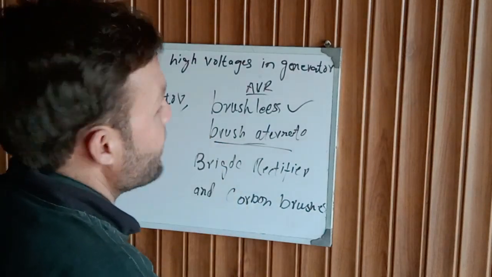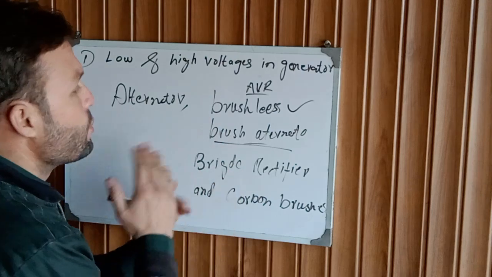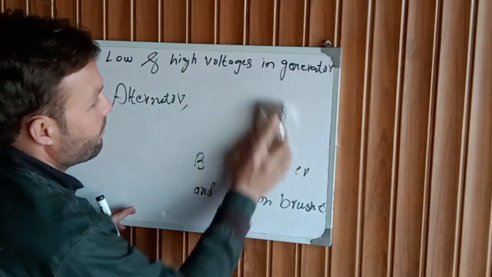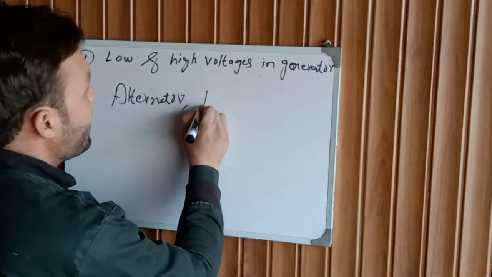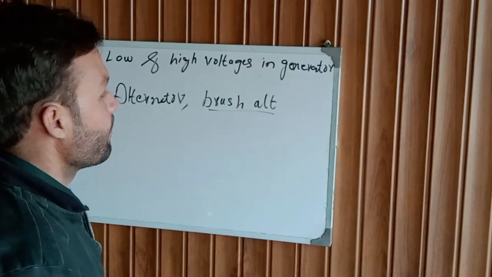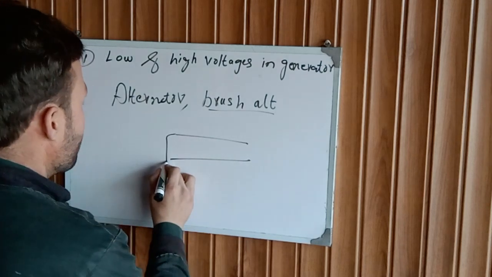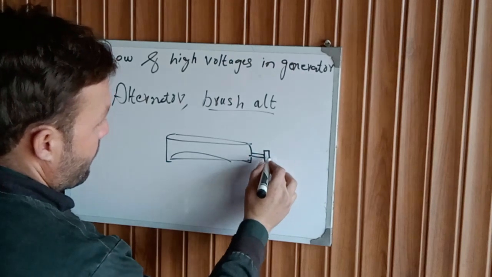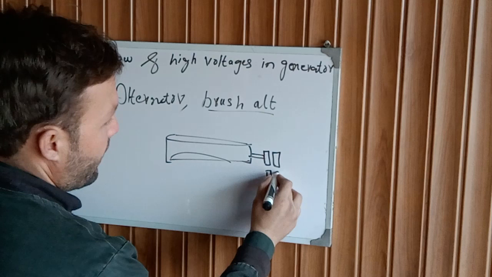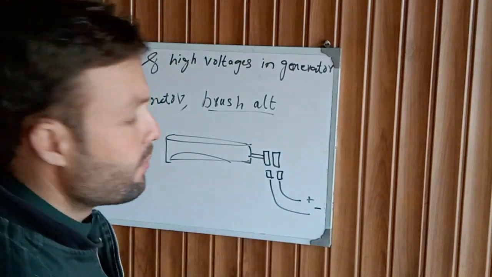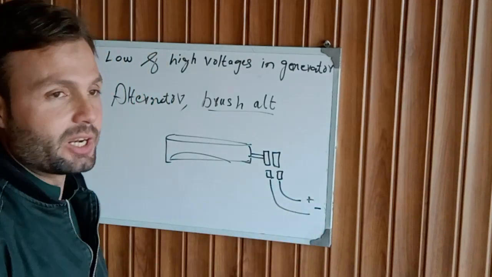First of all, we need to understand the basics of the difference between these two alternators. The brush alternator is a very old technology of the generator. In the rotor of the brush alternator, there is a commutator and there are brushes feeding negative and positive from the bridge rectifier.